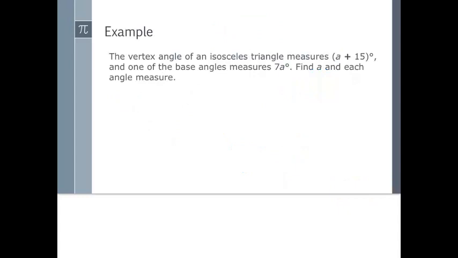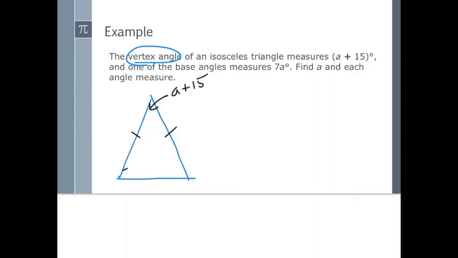Okay, another application of an isosceles triangle. We have the vertex angle of an isosceles triangle that measures A plus 15 degrees. So let's draw this. Here's the vertex angle, right? If we assume those two guys are congruent, the vertex angle is A plus 15. One of the base angles is 7A, but that must mean the other base angle is also 7A because the base angles are congruent. So find A and each angle measure.